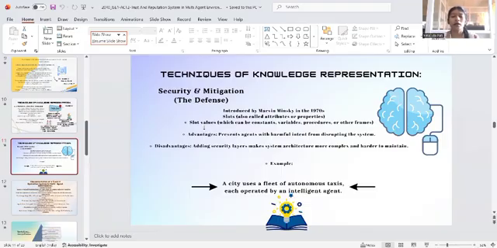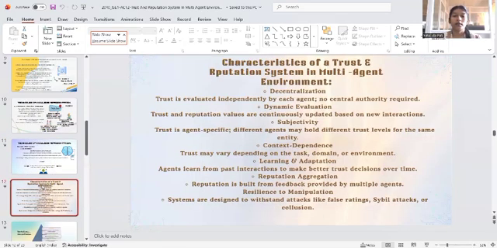For example, a city uses a fleet of autonomous taxis, each operated by an intelligent agent. That's it. Next one is characteristics of a trust and reputation system in a multi-agent environment.